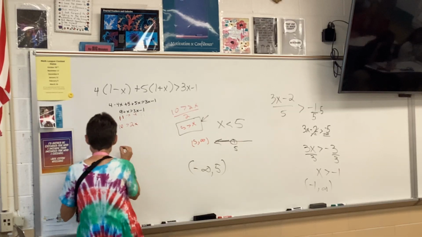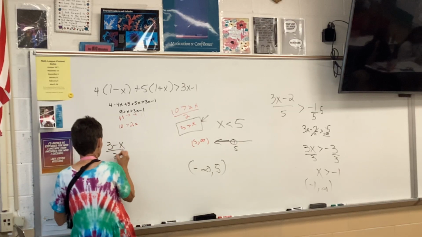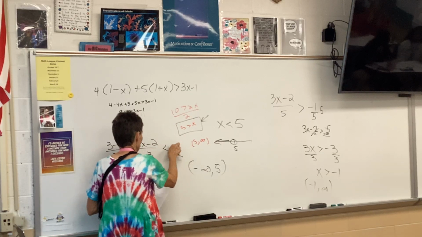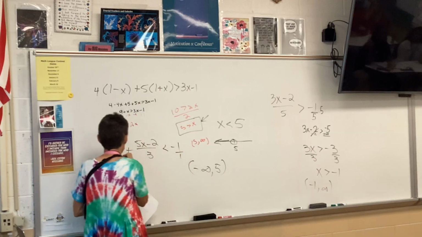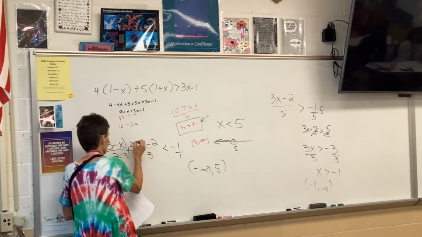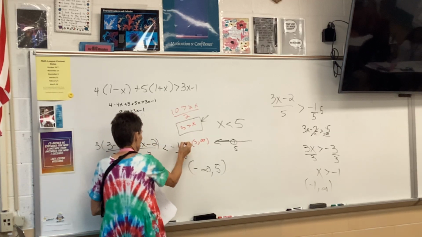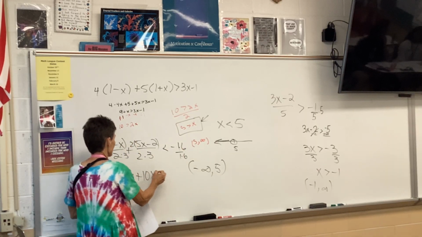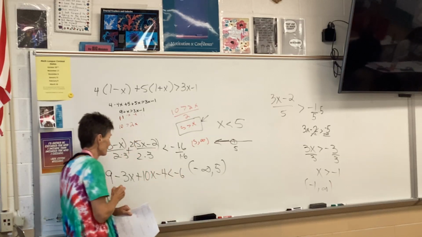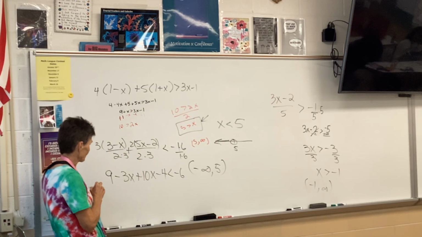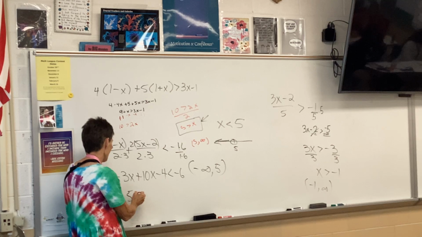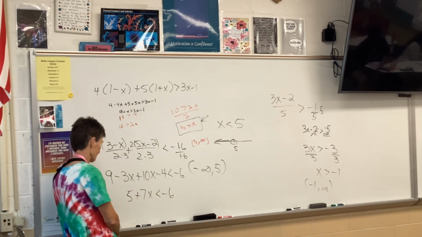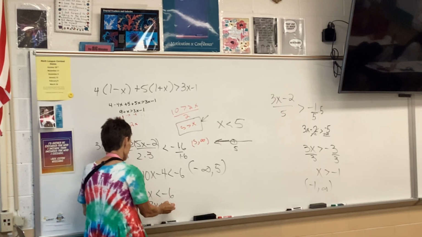All right, quickly, I'm gonna go ahead and do this last one because I wanna get this done. What do you think we ought to do here? Make a common denominator. So 9 minus 3x plus 10x minus 4 is less than negative 6. Now combine like terms. 5 plus 7x is less than negative 6. And then subtract the 5. 7x is less than negative 11.